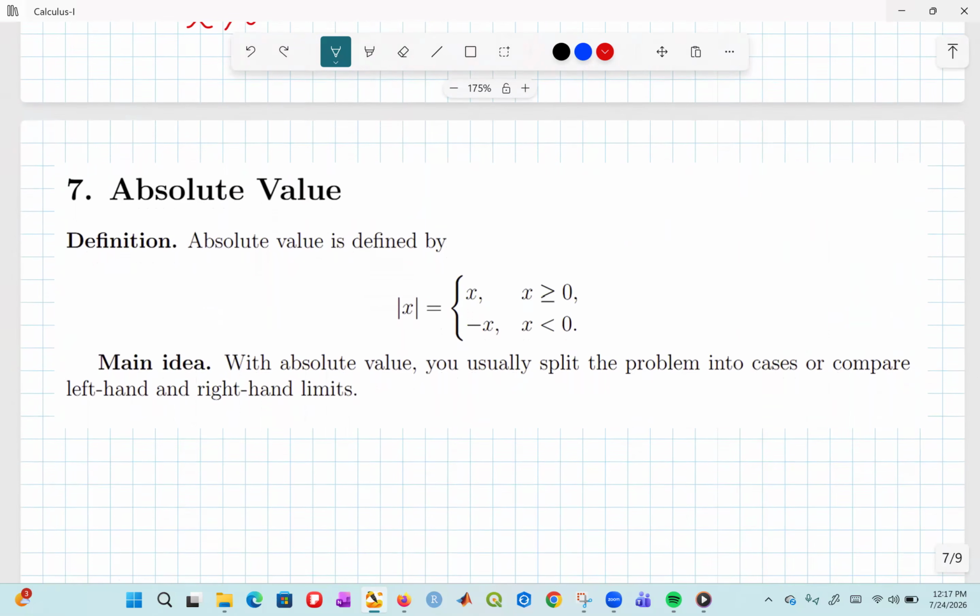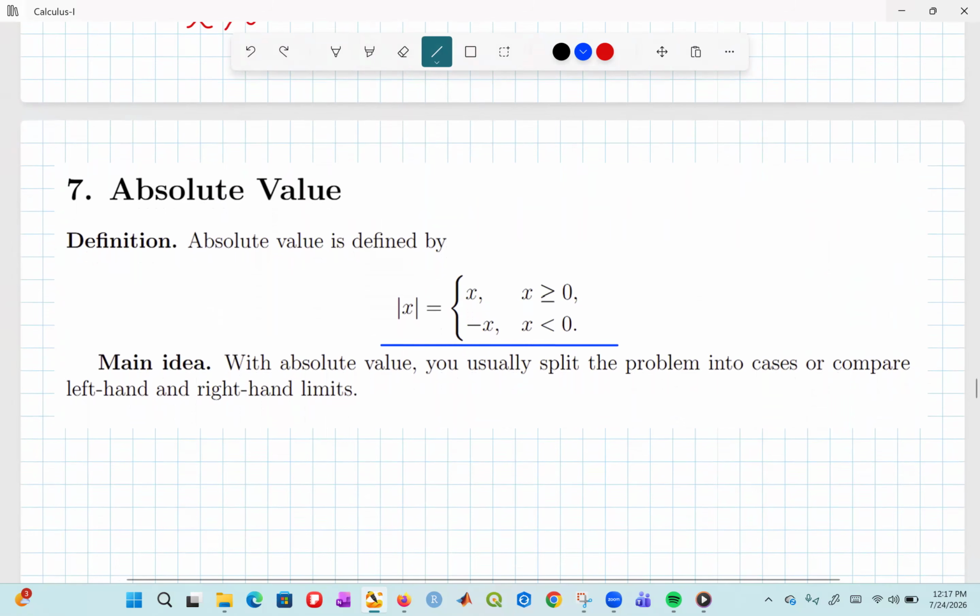Number 7, absolute value. Okay, first let's start with the definition of absolute value. The absolute value of x is the same as x if x is greater than or equal to 0, or negative x when x is less than 0. When a limit involves absolute value near the point where the sign changes, compute the left hand and the right hand limits separately. We have to find them separately, okay? Now let me show you examples.